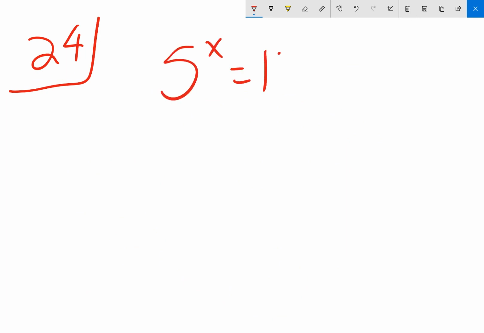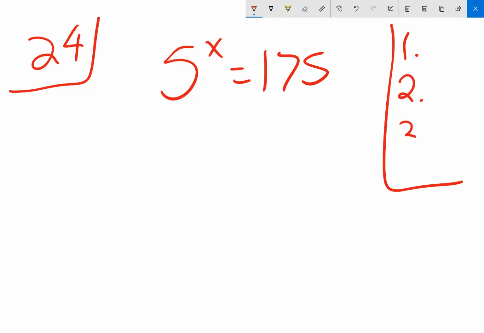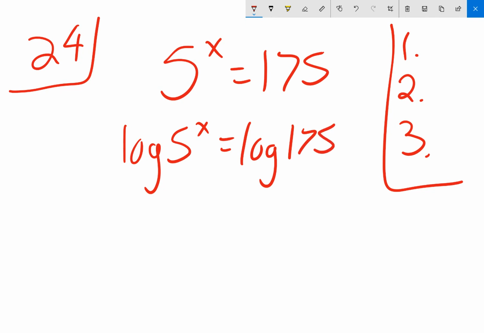Let's look at number 24. Number 24, we have 5 to the x equals 175. This is very similar to number 22. So if you got 22, you should be able to do this. It's another exponential equation, so we're going to follow the 3 steps. You've already seen the steps, so I'm not going to write them down again. We're going to log both sides. So log 5 to the x equal to log 175. Step 2 is to move the exponent. The only exponent I have is that x, so I'm going to move it to the front of the log.